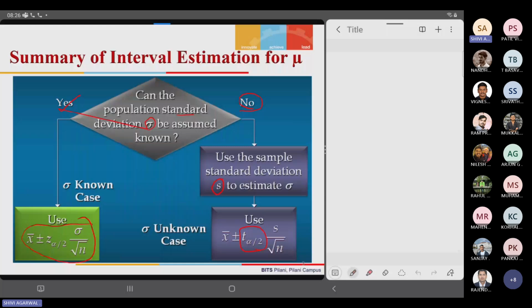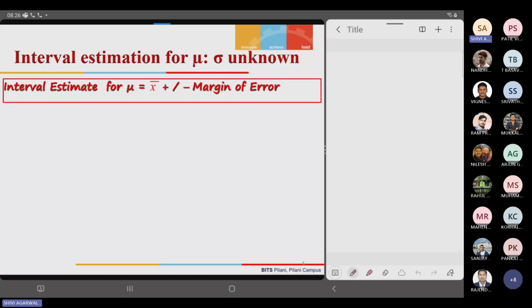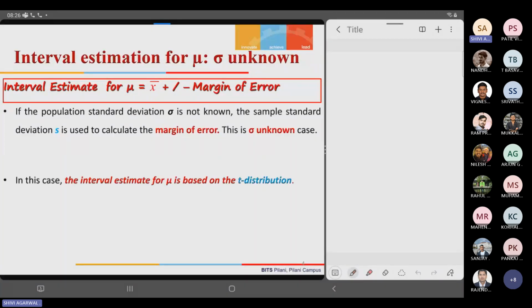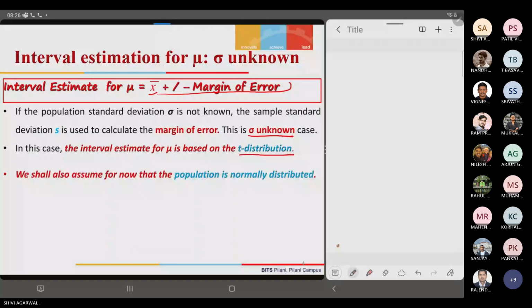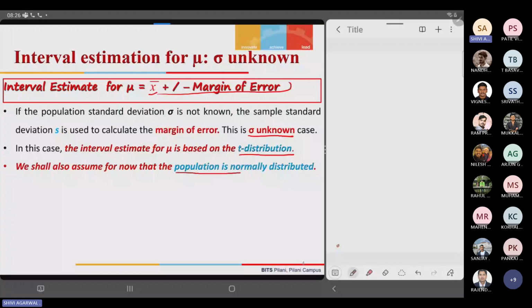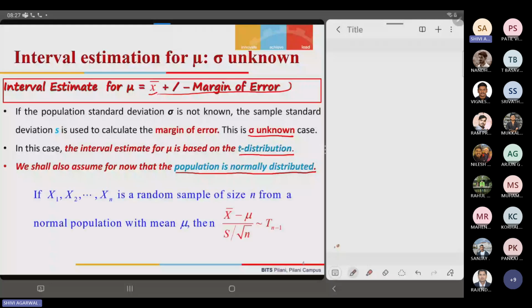The formula is almost the same. What is the difference? Because sigma is not known to us, instead of sigma we use S, the sample standard deviation, and instead of Z alpha by 2 we use T alpha by 2, which comes from the T distribution. Interval estimation I already defined here: x bar plus minus margin of error. If sigma is unknown, we use the T distribution. We have also considered one important assumption, that the population should be normally distributed. If it is not given, then we can't apply the T distribution.